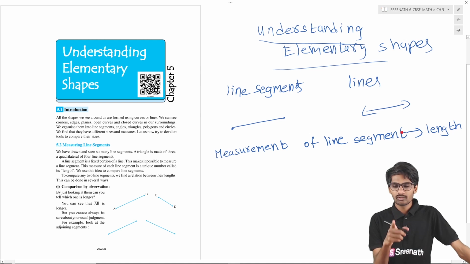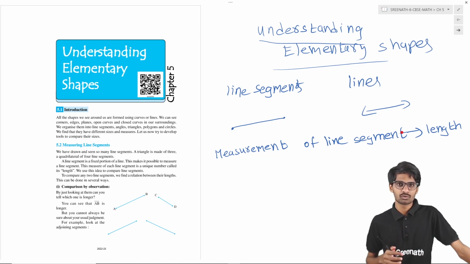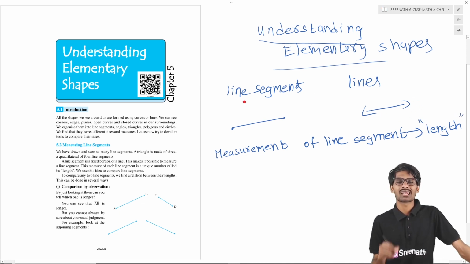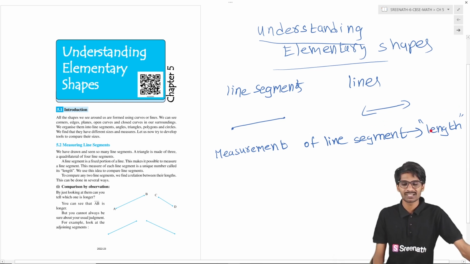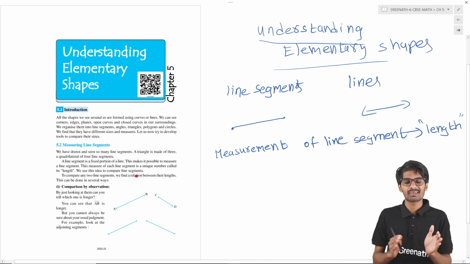You will measure your height in terms of how many meters you are. You will measure your weight, how many kilograms you are. You will measure your age, how many years you are. Like that we are measuring the line segments. How we are measuring means how much length your line segment is. We will call that measurement a length. Okay, students. So we have some methods to measure the length of a line segment.